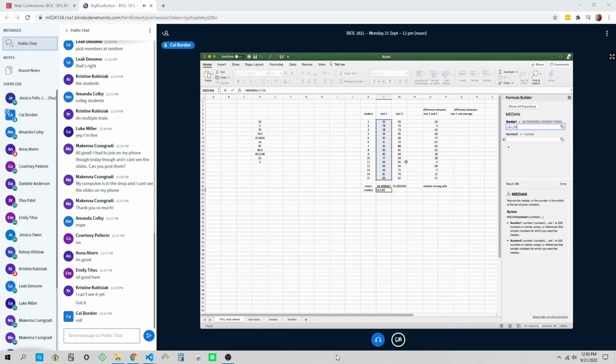I hit enter. We'll see, this is what I mean. You can't hit enter in this particular phase. I got to hit done over here, and there's my median. I can do the same thing, drag and drop. Now I got the median of test number 2. Okay? What's going to happen over time is that you're no longer going to need to use the formula builder. You will just memorize what the notation is, what this prefix is for a particular function. Okay? Over time, you're going to memorize it.